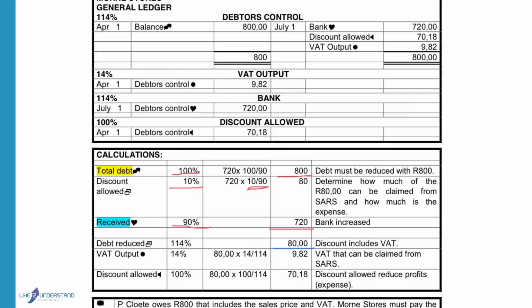So it will be 100 over 114. And this is the loss for the business. If you say that, then it means that's 14 over 114, and that will give me 9.82 rand. So it's very important to determine how you have to do the calculation for the discount. They can either give you the amount received or they can give you the total debt.